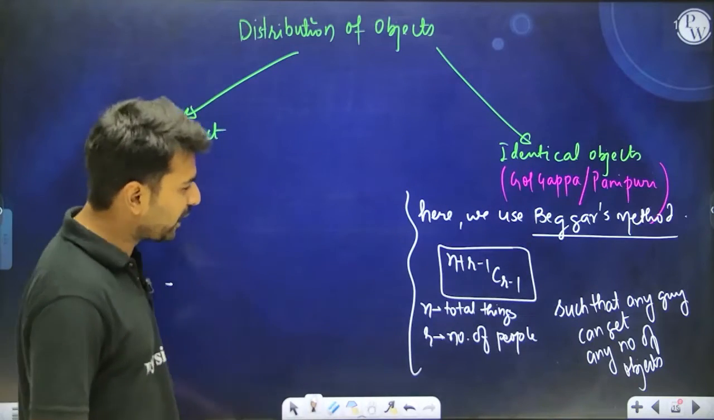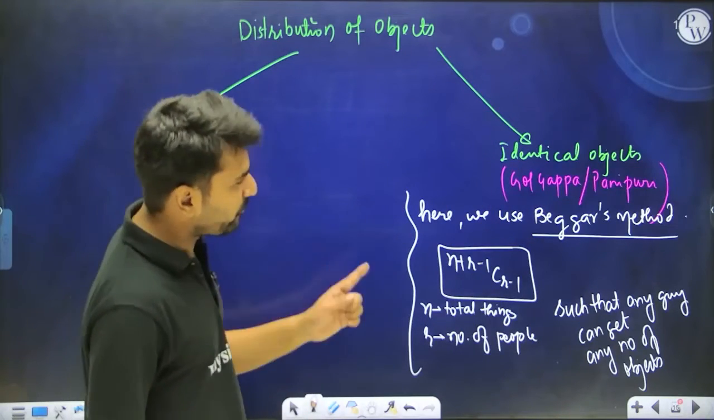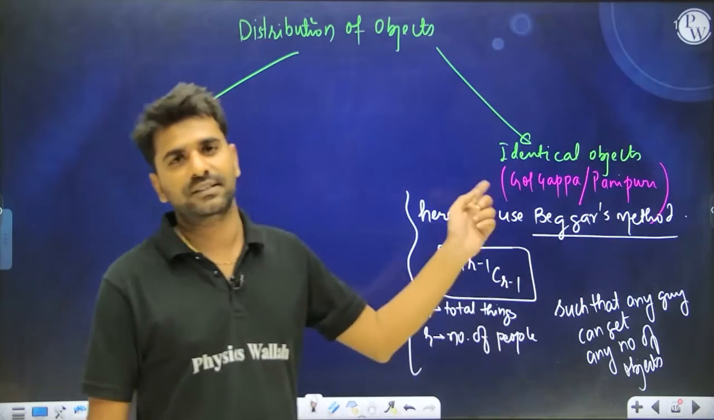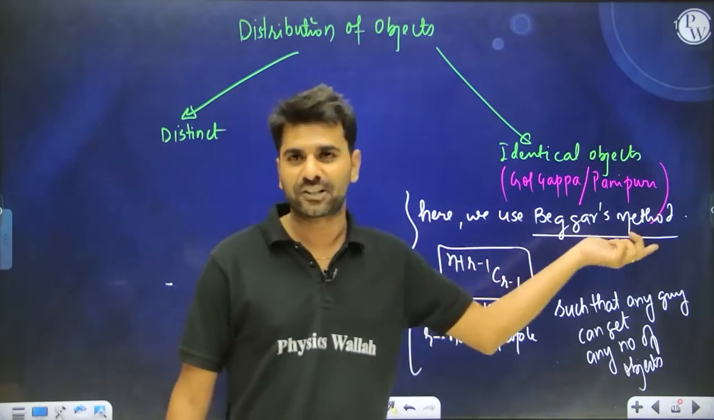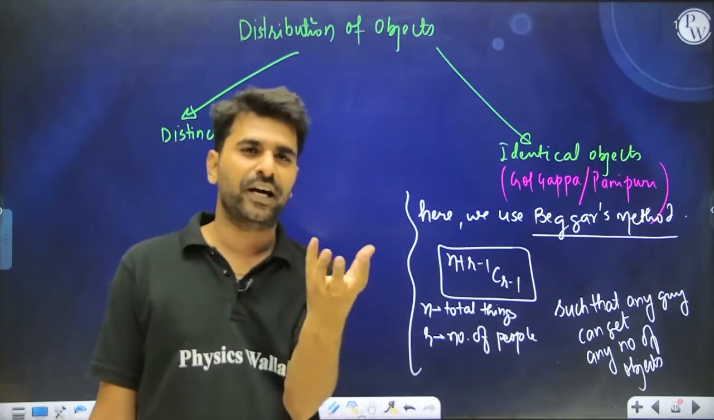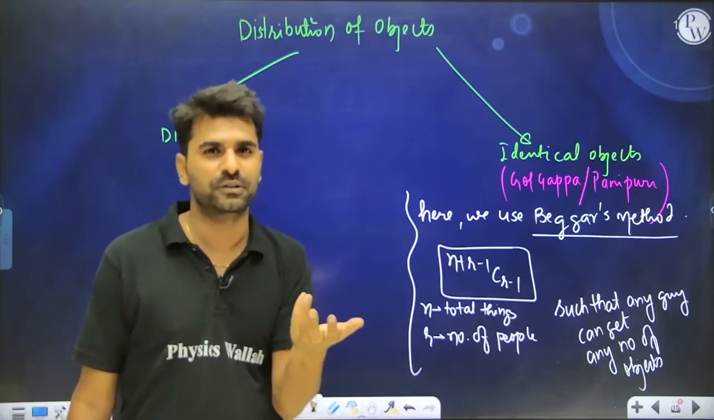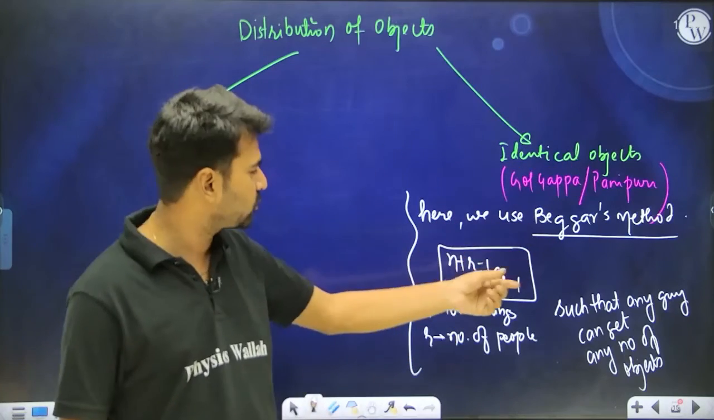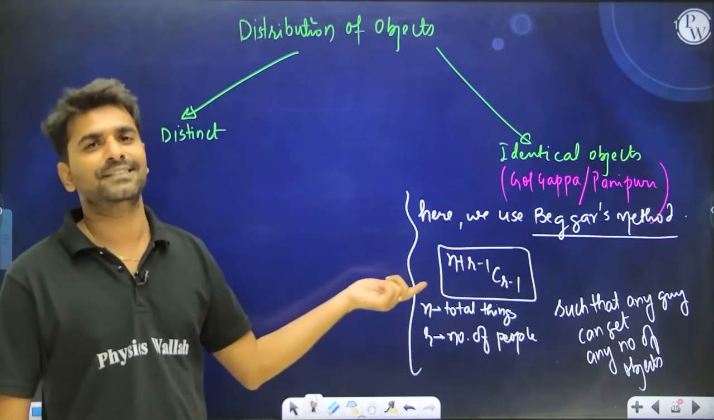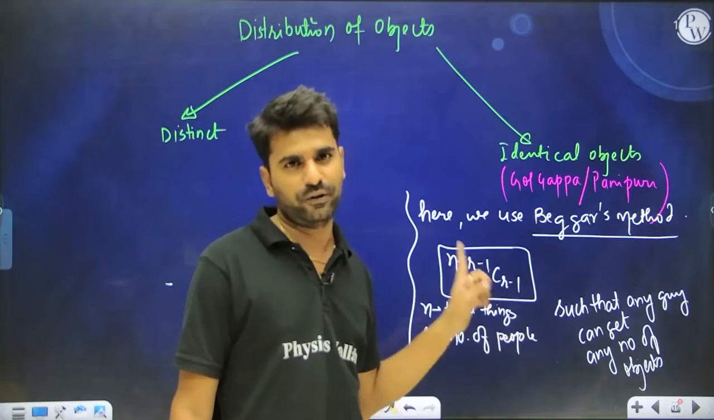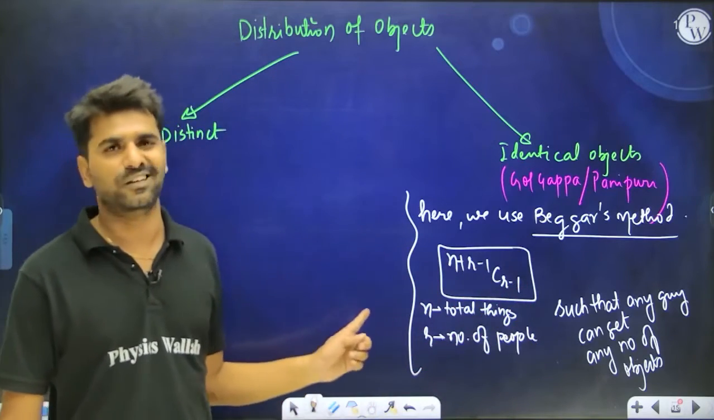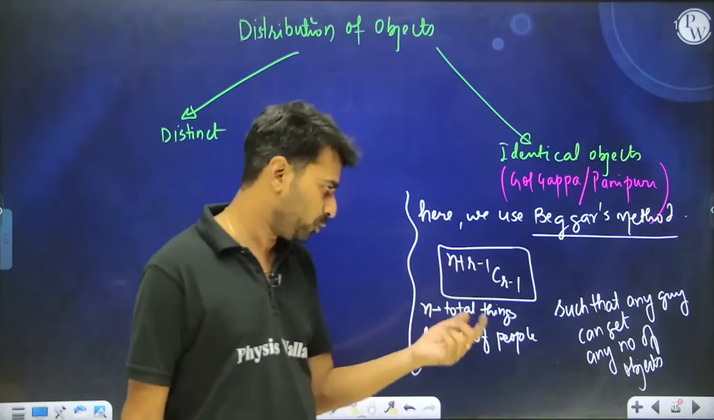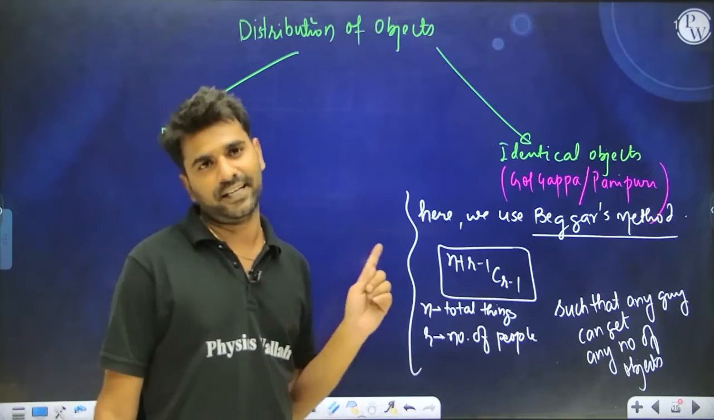So what I am trying to tell you here is, if there is a distribution of identical objects, you will keep that golgappa or pani puri wala's example in your mind. Here we use the beggar's method because we beg him, we take our bowl and ask him to put pani puris in it. So that's why we use the beggar's method in the case of identical objects distribution. And the number of ways of distributing is n+r-1 C r-1, where n is the total number of things and r is the number of people standing in the queue to have those identical objects. Here any guy can get any number of objects.